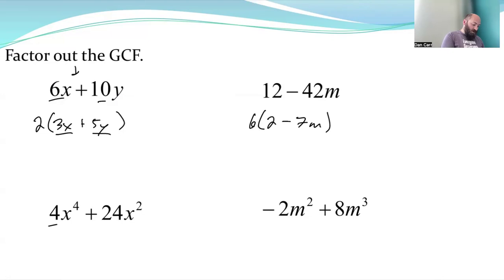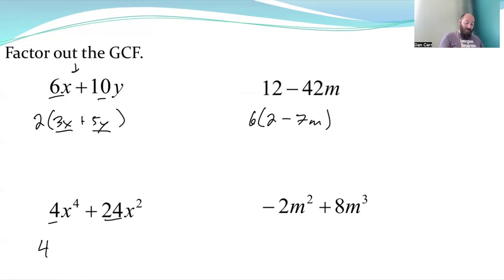For the next one, start with the numbers 4 and 24. We can factor a 4 out of those. With x to the 4th and x to the 2nd, since I have x squared here, and I know I have more than the x squareds in the x to the 4th part, that means I can take out an x squared. That's always kind of a shortcut. It's always going to be the lowest exponent for variables. So I can factor out a 4x to the 2nd power.